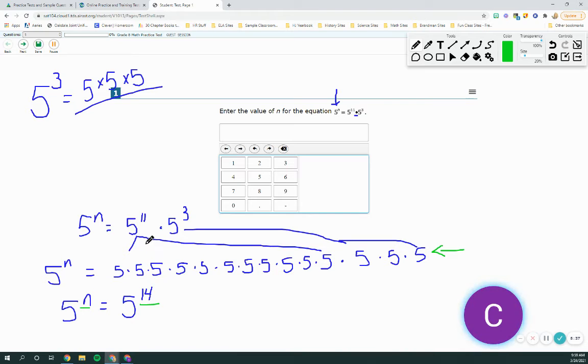However, if you know your exponent rules, you know when you're timesing like bases, remember the base is the big number, and these are alike, 5 and 5. When you're timesing like bases, all you have to do is add the exponents, which makes sense because that's what we did here when we expanded it out. 11 plus 3 is that 14 right there.